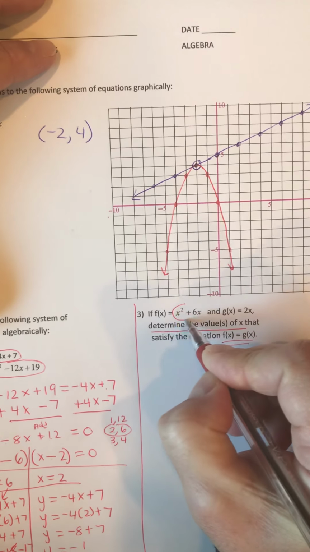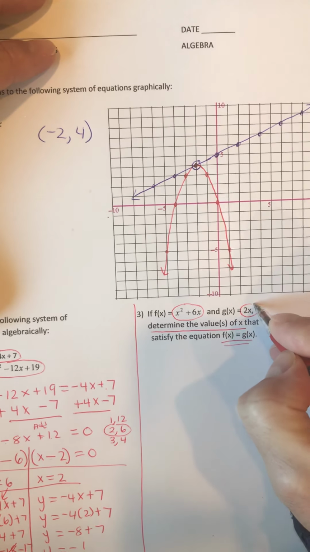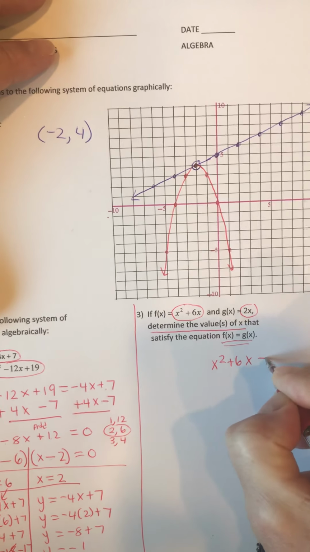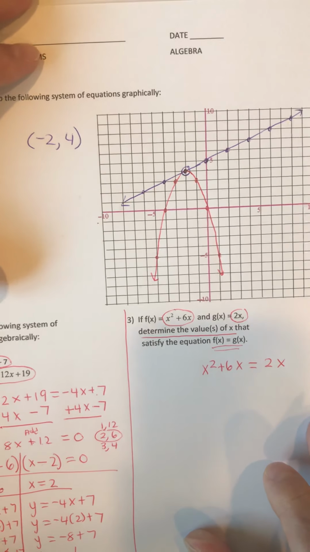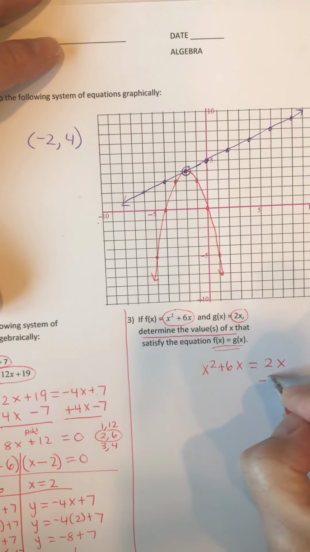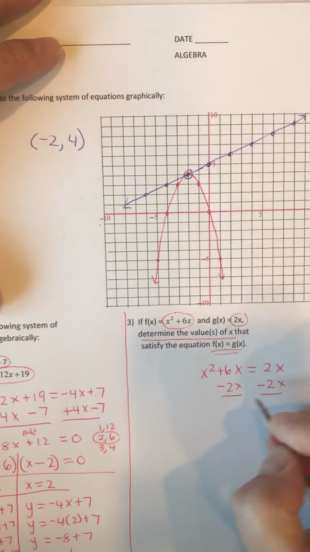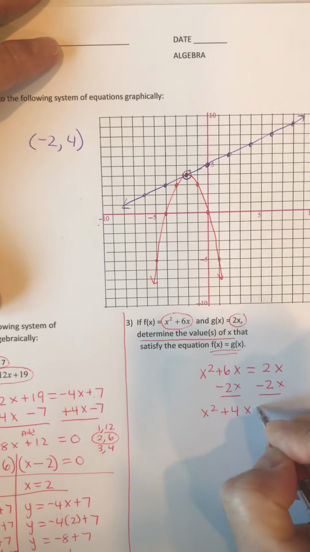So I'm going to take my f of x expression, and that's going to equal my g of x expression. So x squared plus 6x equals 2x. Remember, we got to make it equal 0. So we're going to bring the 2x over. Subtract 2x on both sides. You're going to get x to the second plus 4x equals 0.